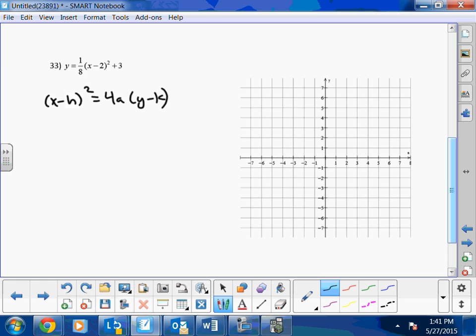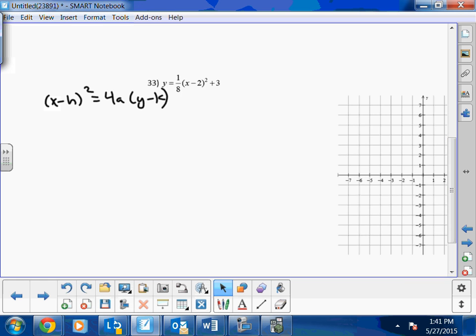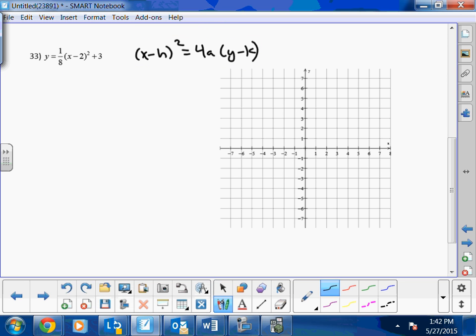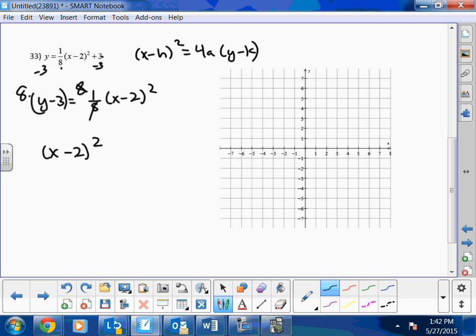And actually, you know what? Let me select this in particular and move it, because I want to work underneath what I have here. Since I want to look at that, I have to remove this and this. So I'm going to subtract 3, subtract 3. I'm left with y minus 3 is equal to 1 over 8 times (x minus 2) squared. I'm going to multiply by 8 and multiply by 8. That's going to cancel those out. I'll rearrange this so it starts looking more like what we have up there: 8 times (y minus 3).